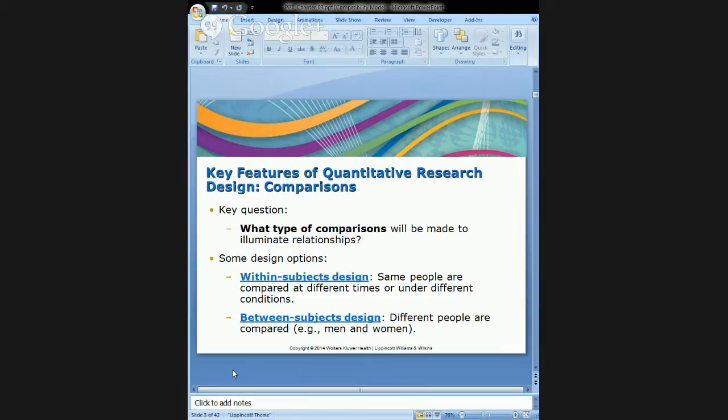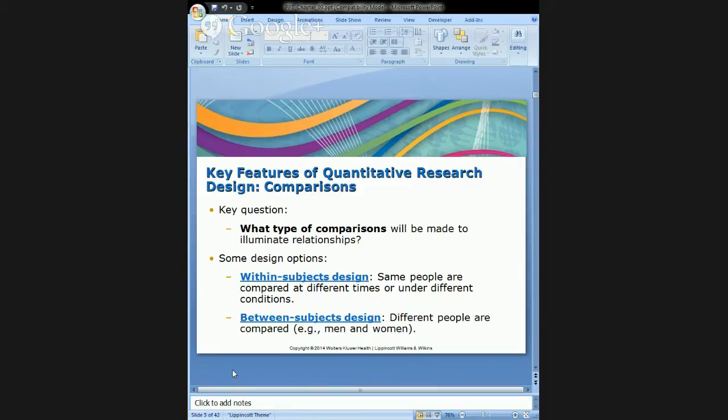Some other questions that we ask when we look at quantitative research design is, will comparisons be made? And what types of comparisons will be made? And really that's looking at the subjects in the study. Are we looking at the same people, which is a within subjects design, under different conditions? For example, will we look at a group of women and see what their heart rates are at the beginning of the day, and then look at the same group of women and see what their heart rates are at the end of the day?